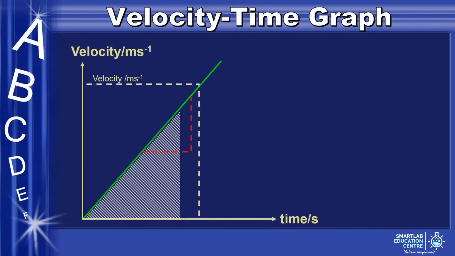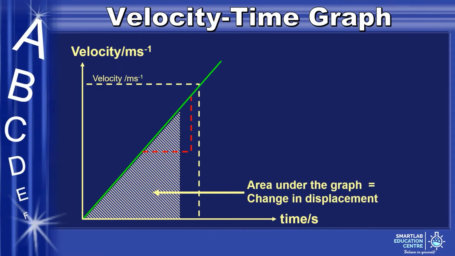Here it shows the velocity-time graph. The area under the graph represents the change in displacement of the object. Note that it refers to the change in displacement and not the actual displacement of the object. The gradient of the velocity-time graph represents the acceleration of the object.